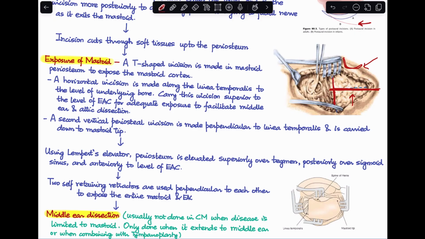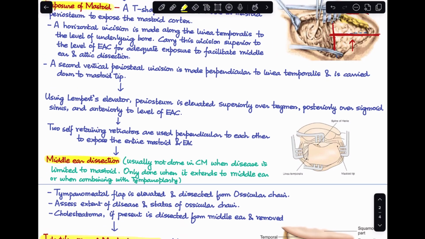Now, once this incision has been given, we take a Lempert's periosteal elevator and we start elevating the periosteum. So the level of elevation would be superiorly over the tegmen, posteriorly over the sigmoid sinus, and anteriorly to the level of the external auditory canal. So as you can see in the image over here, this is the linea temporalis. This is the mastoid tip. The posterior extent would be the sigmoid sinus, and anteriorly would be the level of EAC.